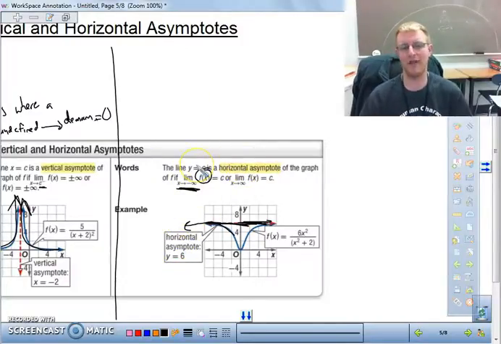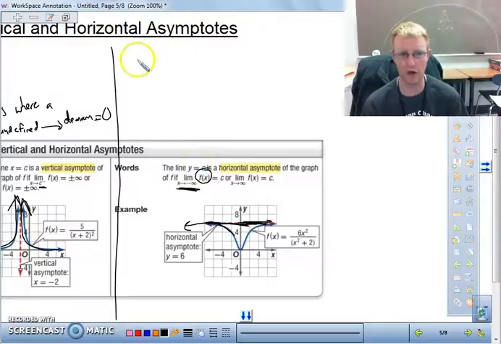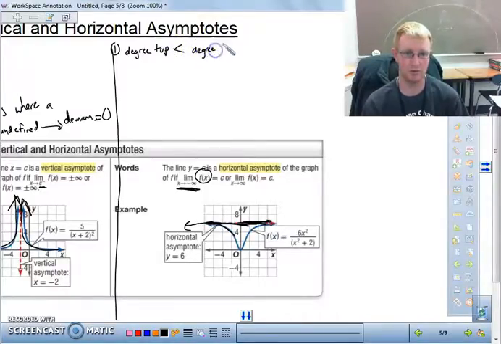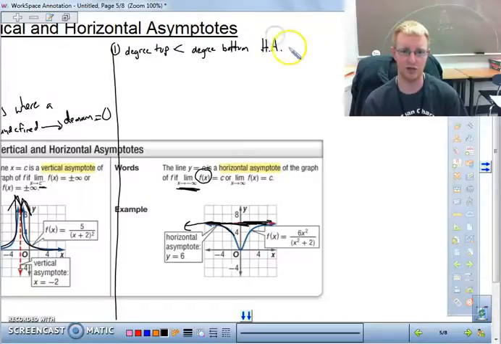Now, it's not always that easy to look at a graph and see that. So let's talk about a few rules that we need to know. And again, you learned these a little bit in Algebra 2, but we're going to go over them again. Everything is dependent on the degree of your function. So we're going to say we have 3 rules. If the degree of top is less than the degree of the bottom, okay, then our horizontal asymptote, we're going to call that HA, is y equals 0.